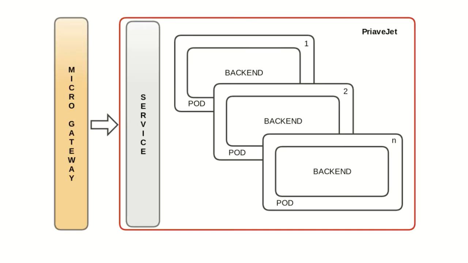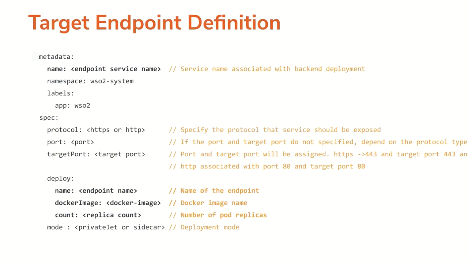In a nutshell, if you look at the red box of the image, you can see your backends are deployed and a service is getting created. Through the target endpoint definition, you can specify the number of pods which need to be deployed in the Kubernetes environment for your backend service. It will create the service which can be fronted by a micro gateway to provide API management capabilities.